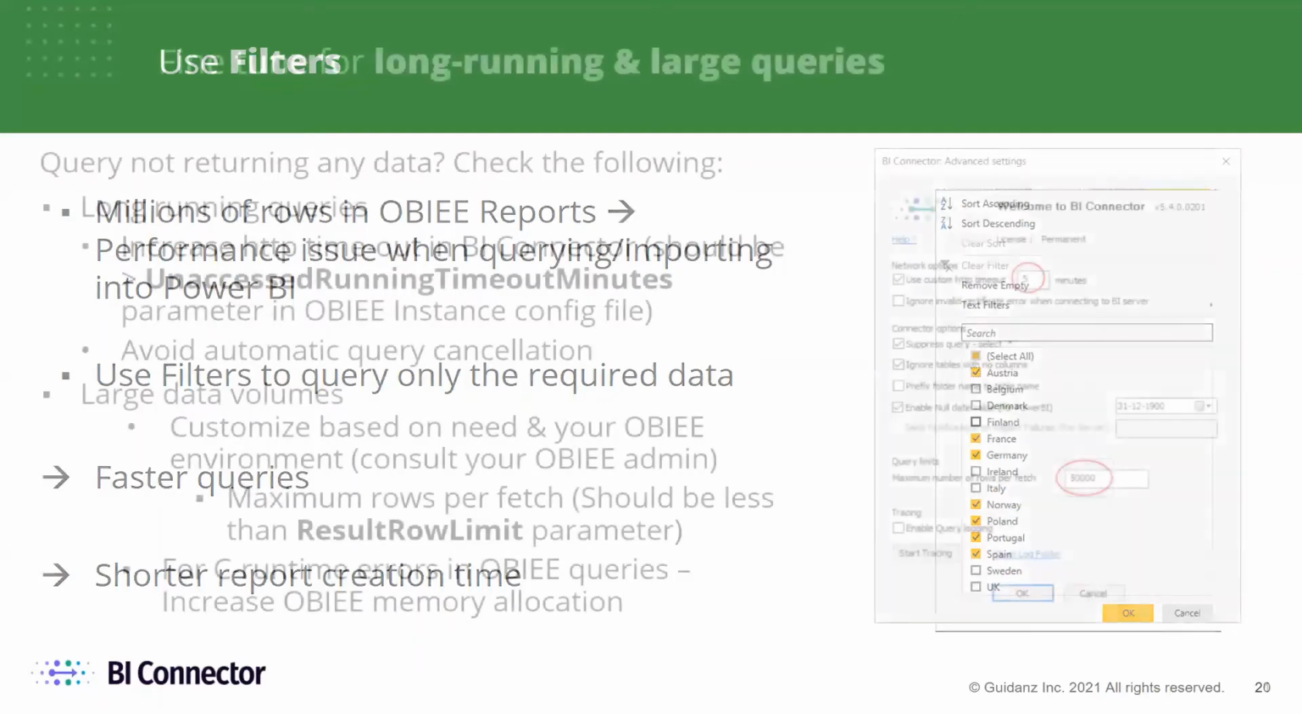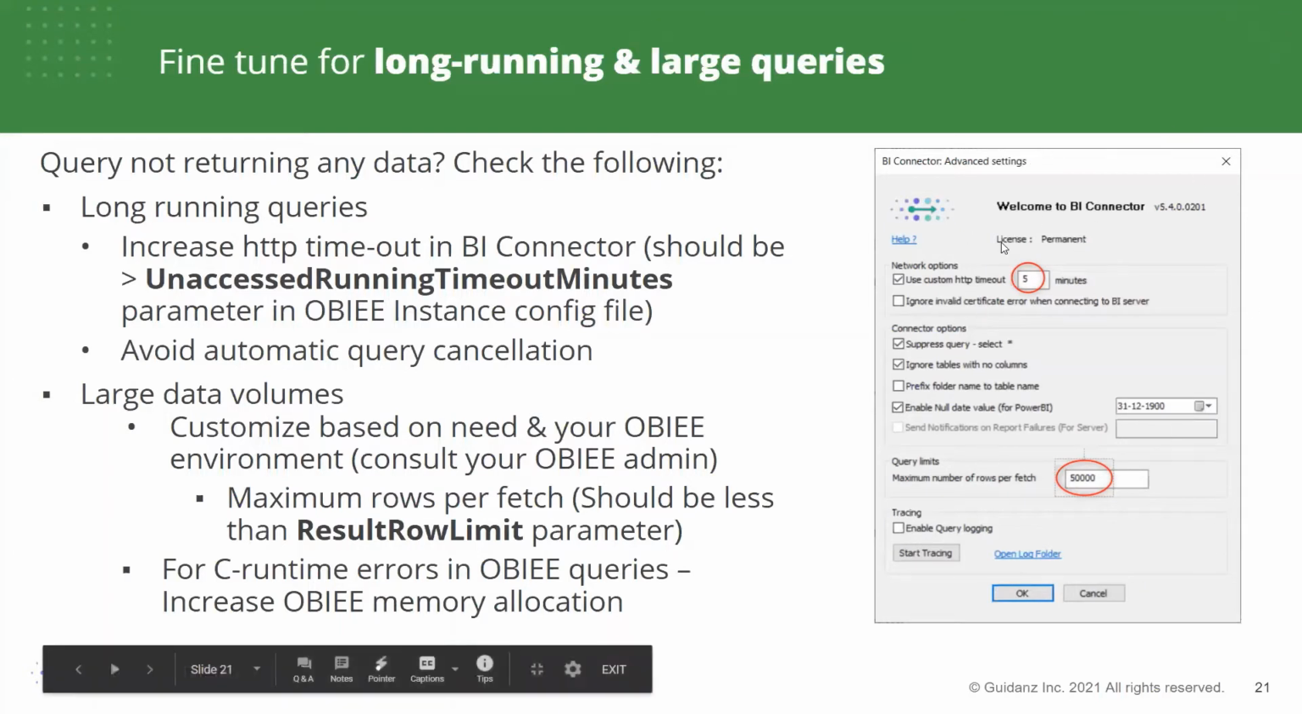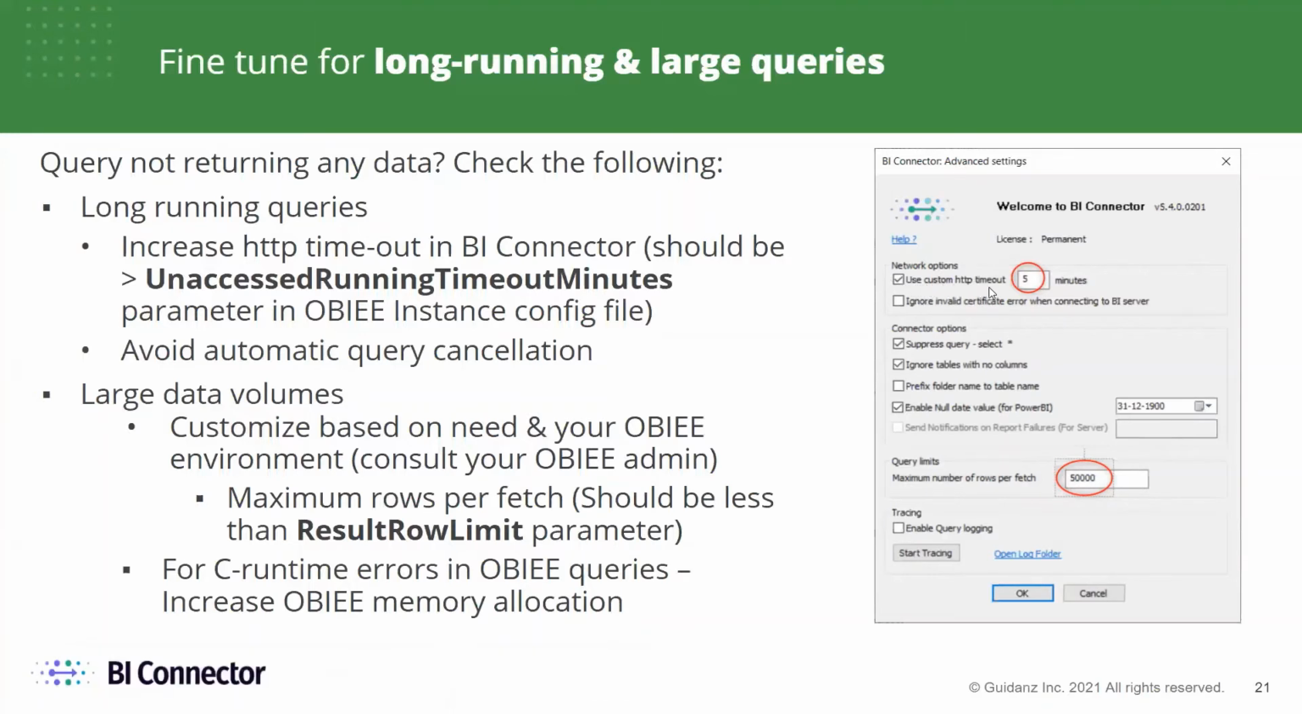And this one is regarding BI connector settings. You can fine tune for long running and large queries. In the case of long running queries, as you can see in the BI connector advanced settings window here, I'm just pointing it out. You see an option, use custom timeout minutes. All you have to do is make this time more than your unaccessed running timeout minutes in the OBA instance config file. Business users, you can just have a chat with your OBA admin and get this parameter. All you have to do is make sure that this number is more than this parameter, that is the unaccessed running timeout minutes parameter.